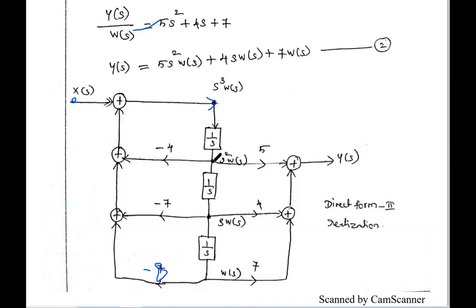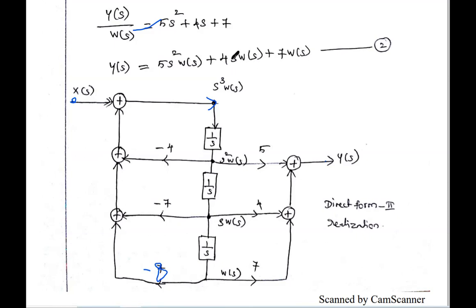So from this point, you take one wire in this direction. You take one wire and in this wire you multiply with the gain value 5. Here we are placing one gain, or scalar multiplier, 5. So what is the answer for this line? 5 S squared W of S. So we got the first term.